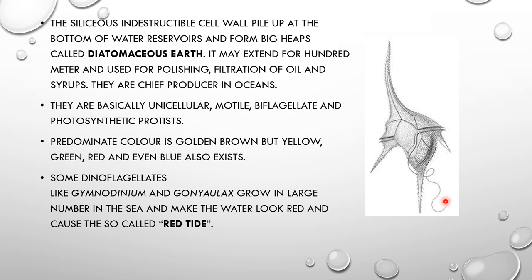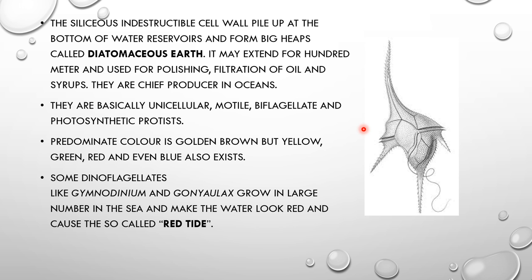Now what are these two types of flagella? One lies longitudinally and the other transversely in a furrow between the wall plates. Many types of pigments are present in dinoflagellates, like yellow, green, brown, blue or red, depending upon the pigments present in their cells.